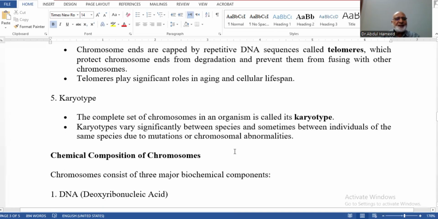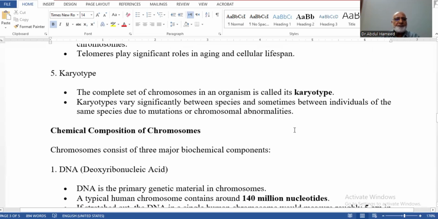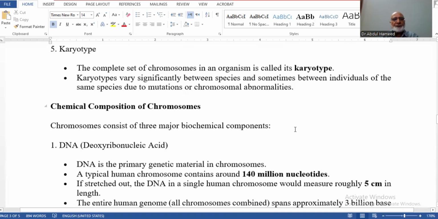So there is one more major concept, the karyotype. The complete set of chromosomes in an organism is called the karyotype. Karyotype varies significantly between species and sometimes between individuals of the same species due to mutation or chromosomal abnormalities. For example, in the case of Klinefelter and Turner syndrome, the karyotype of the patient will be different from normal individuals. So what is the chemical composition of chromosomes?